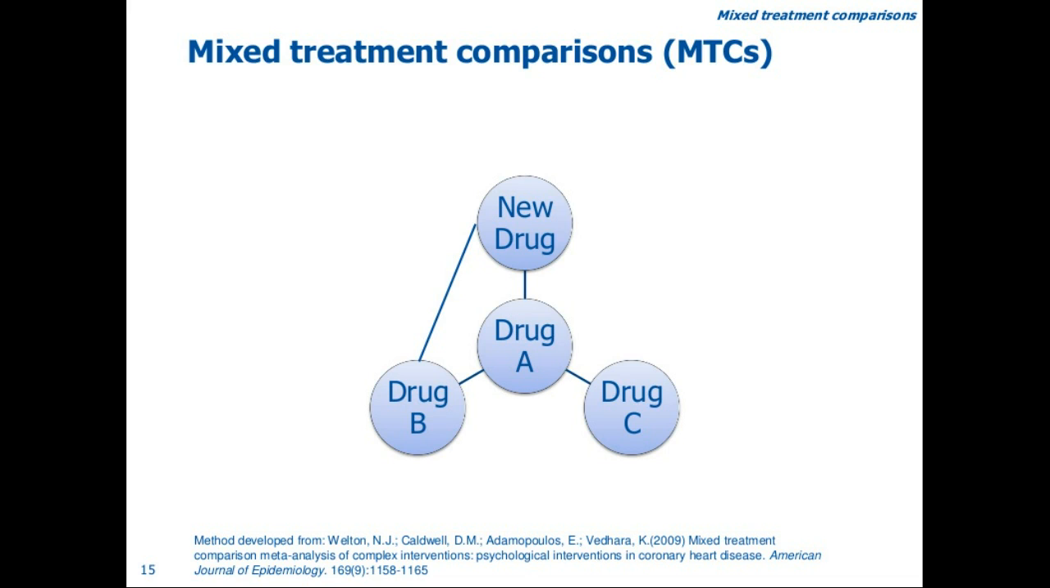So now what we have are two potential sources of information on the comparative efficacy of our new drug and drug B. We have the direct route here, and the indirect route via drug A. Now a reasonable person might assume that if the indirect route produced a result that was very similar to the direct route, we might believe that the direct result is more credible. Now again, that's exactly how MTCs work.